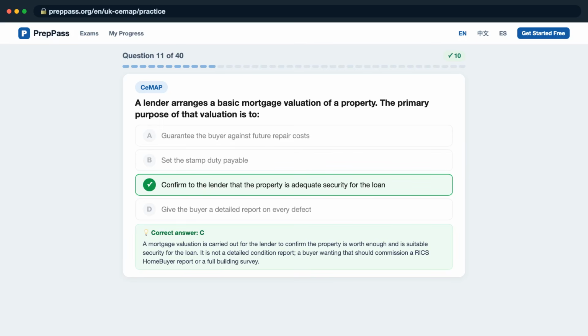The correct answer is C. A mortgage valuation is carried out for the lender to confirm the property is worth enough and is suitable security for the loan. It is not a detailed condition report. A buyer wanting that should commission a RICS HomeBuyer Report or a full building survey.